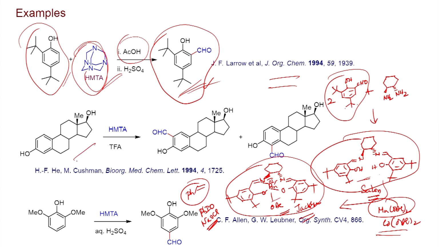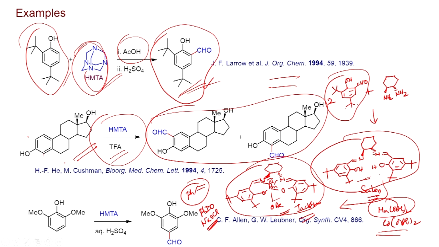Another example shown here, when you look at this compound, the polycyclic compound, here also using this combination of hexamethylenetetramine and trifluoroacetic acid, you can introduce the aldehyde group at both the carbon atoms. In this substrate, a mixture of both aldehydes has been observed.